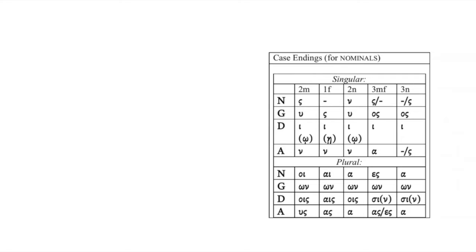Alright, so let's take a look at the paradigm of endings for nominals. Let's take a couple words here. We've got theos, zoe, and technon. These words can be broken down into what's called a stem and an ending.